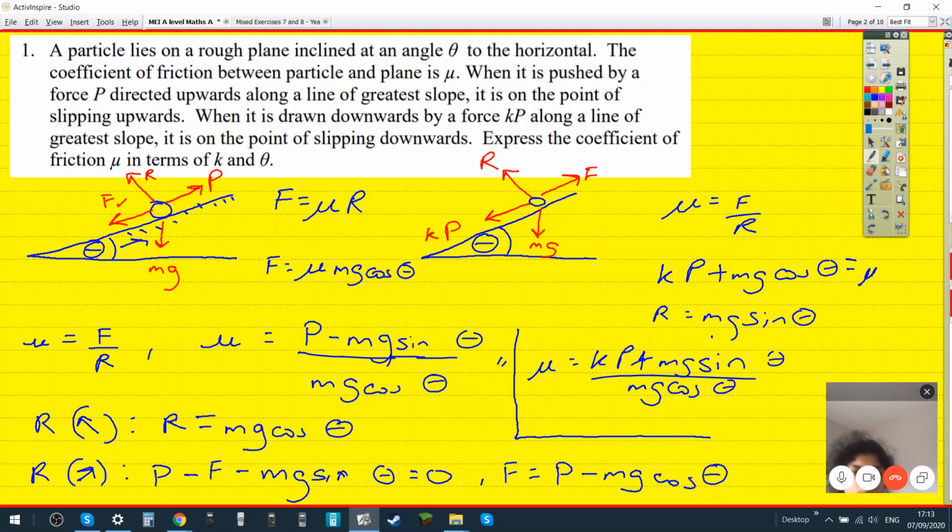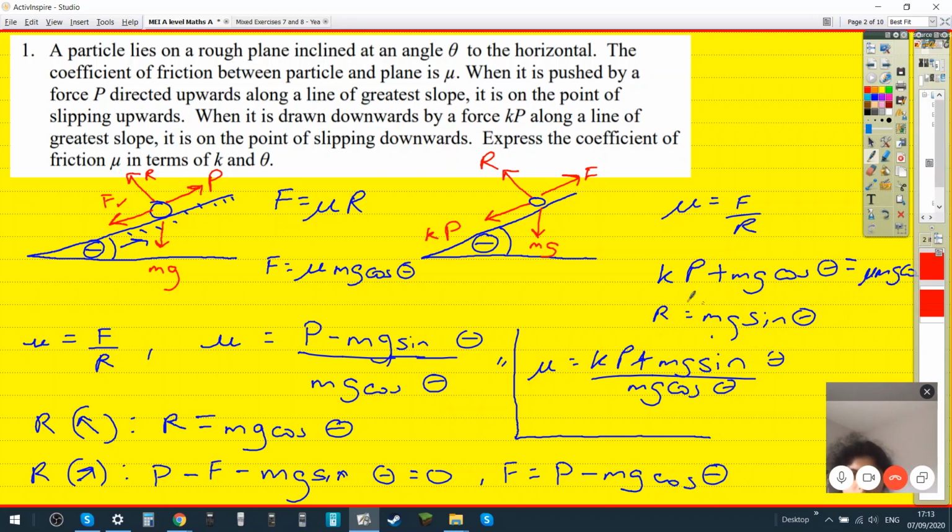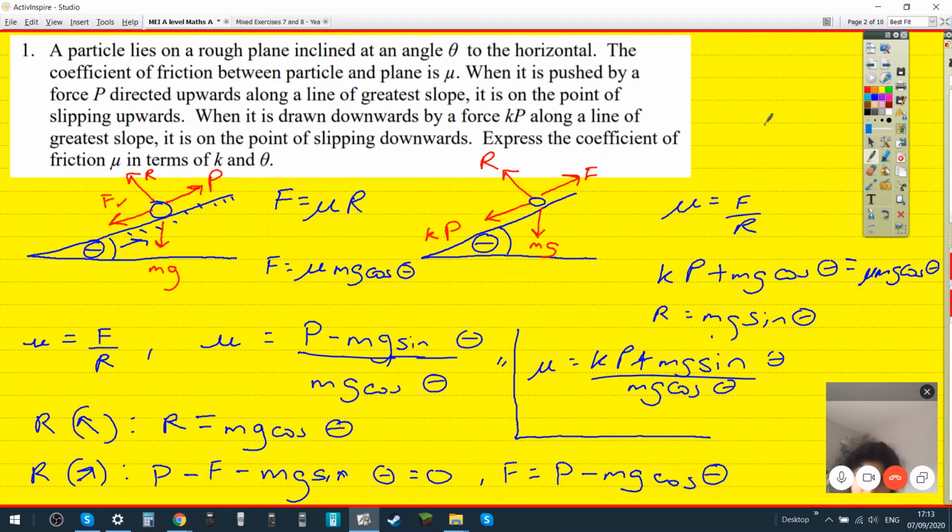So they just replaced F with mu mg cos theta, and they replaced P as well, with the equation from the first one, where they did P equals. They just replaced P in the second one with that. But I don't remember what it was. It's like mu mg cos theta minus mg sine theta, I think. There's just so much. I never have enough space.